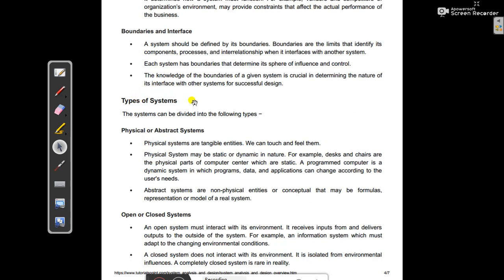And more than this, we can say that there might exist different types of systems. Here it might be a physical or abstract system. It might be open or closed. Open system means, for example, an information system which must adapt to changing environmental conditions, a system which changes with time or with the environment. Closed system means one which does not interact with the environment. So there is a relation between the environment and the system. If it is open to the environment, that is an open system. If it is closed to the environment, then it is a closed system.